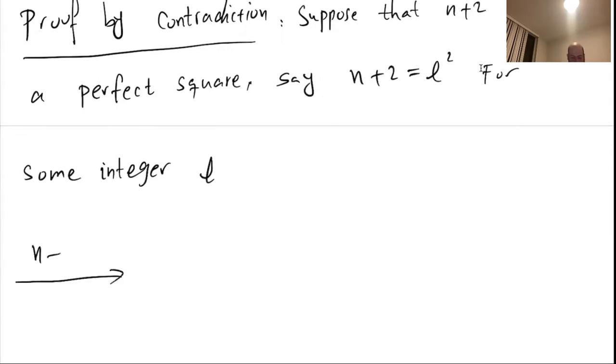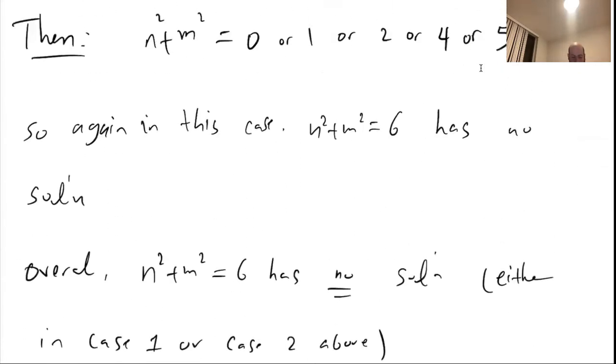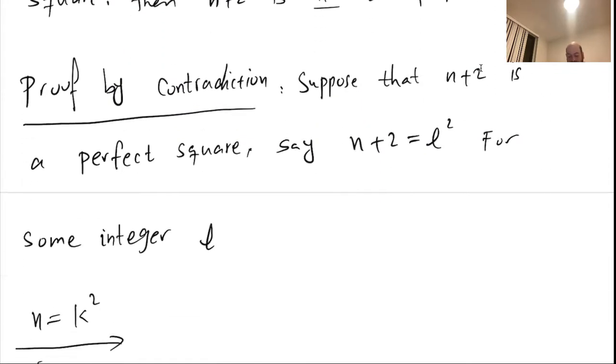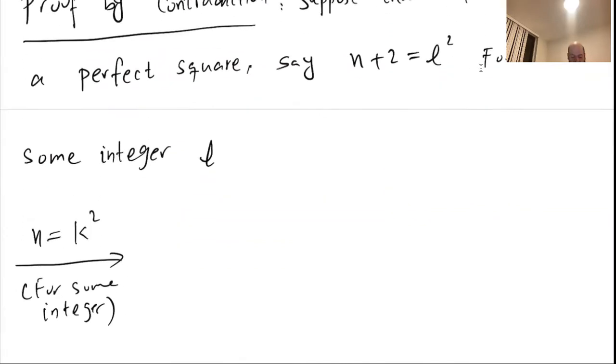Here we also have n equals k squared for some integer k. Because remember, our assumption is that n itself is a perfect square. It says if n is a perfect square, then n plus 2 is not a perfect square. So we're assuming that n is a perfect square, and we want to show n plus 2 is not a perfect square. We assume it is, so n plus 2 is a perfect square, and we wrote it as L squared. But my assumption is that n itself is a perfect square, so I can write it in the form k squared.